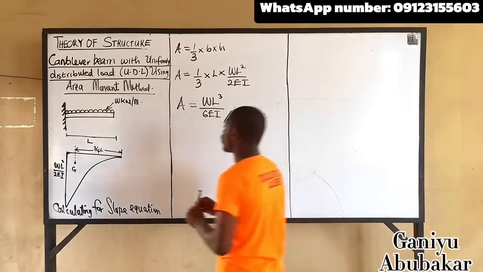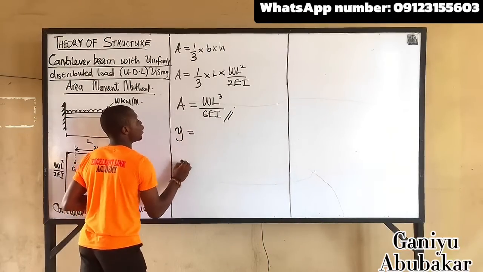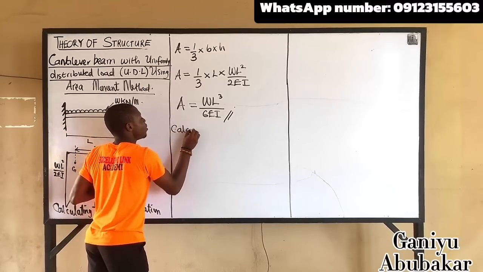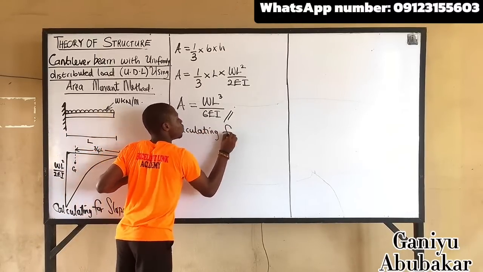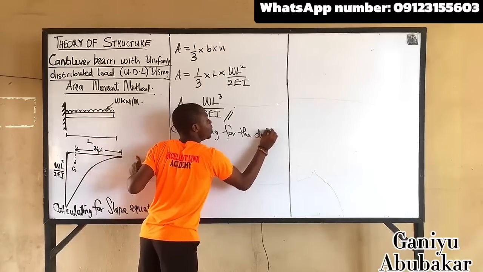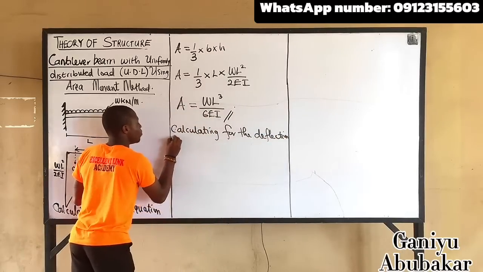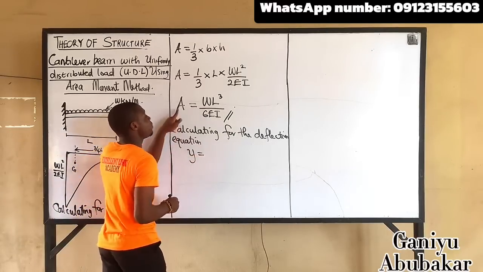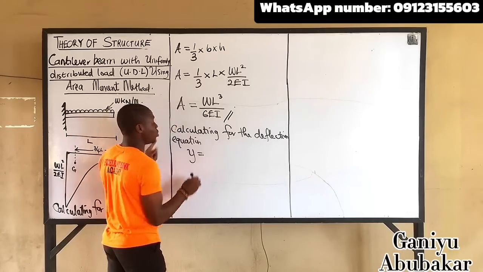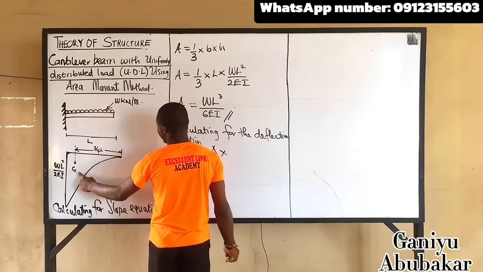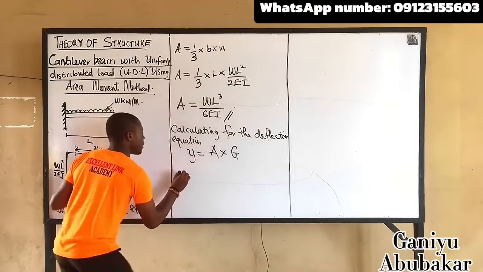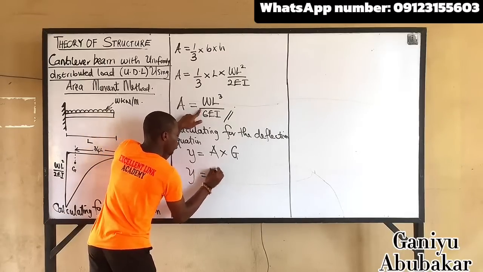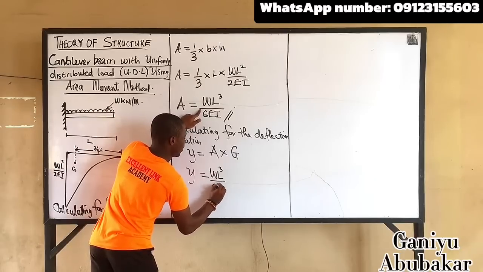All right, from this concept, let's derive the deflection equation. We said for the deflection equation, y, we multiply the area, or slope equation, that's A, by the center of gravity, that's G. So this means that my y is equal to my area, or slope equation, WL to the power 3 all over 6EI.